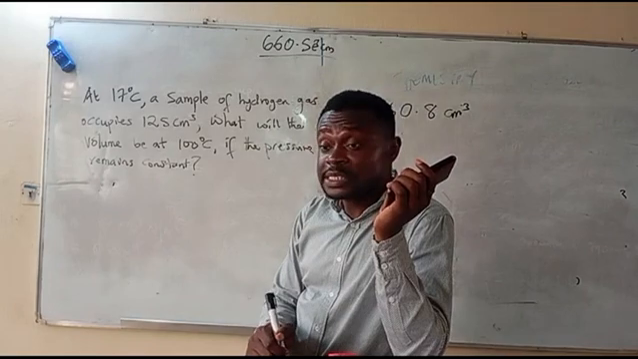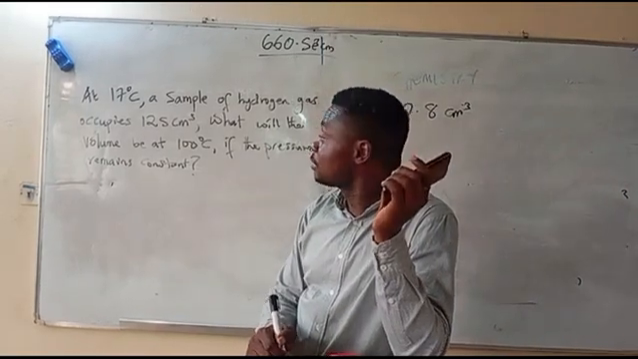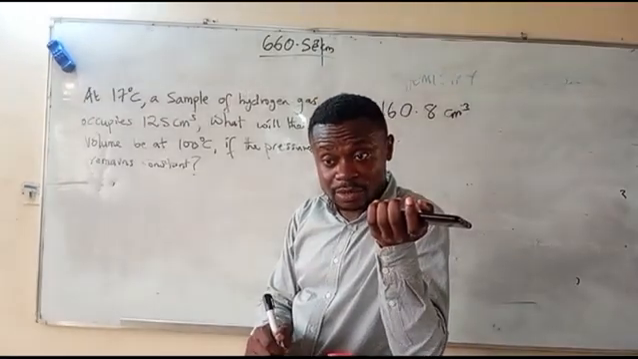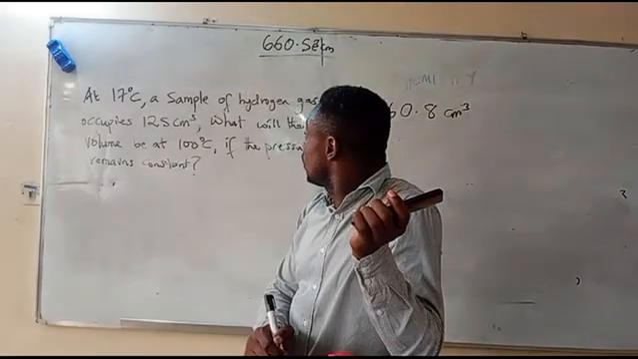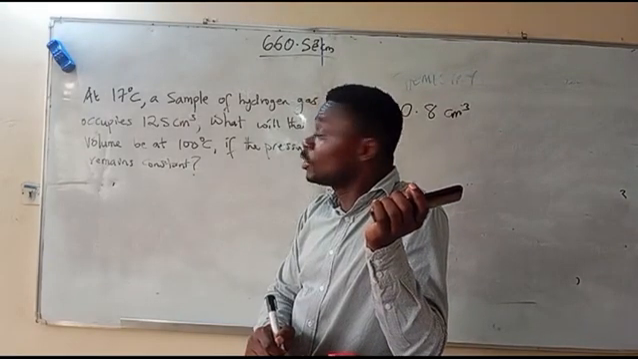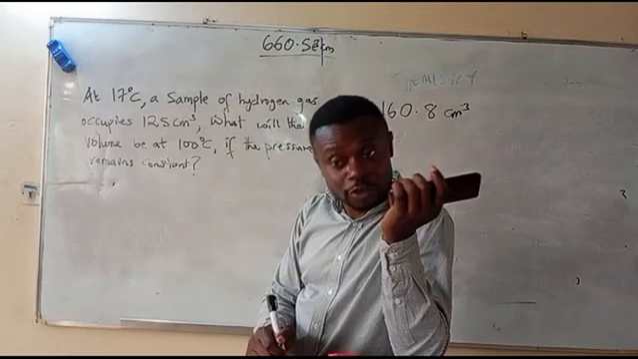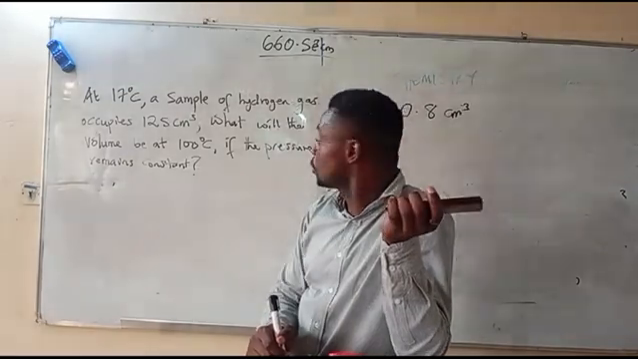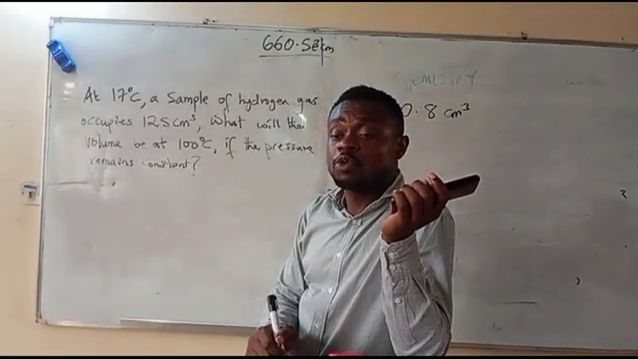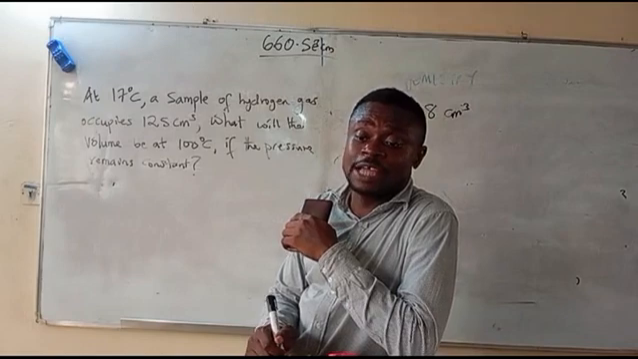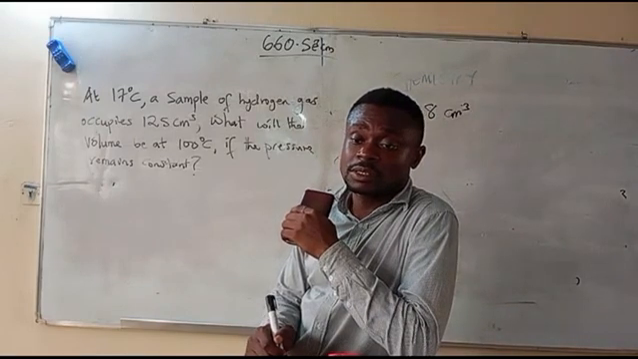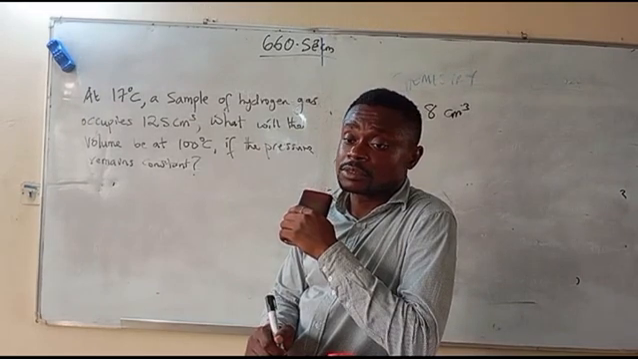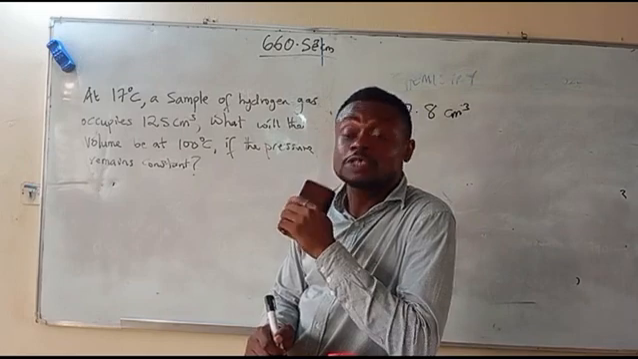The question says at 17 degrees Celsius. What parameter is that? Temperature. Now, a sample of hydrogen gas occupies 125 cm. What parameter is 125 cm? Volume. What will be the volume at 100 degrees Celsius, if the pressure is constant? So what law are you going to use to solve this question? Tell me. Just mention the law first.